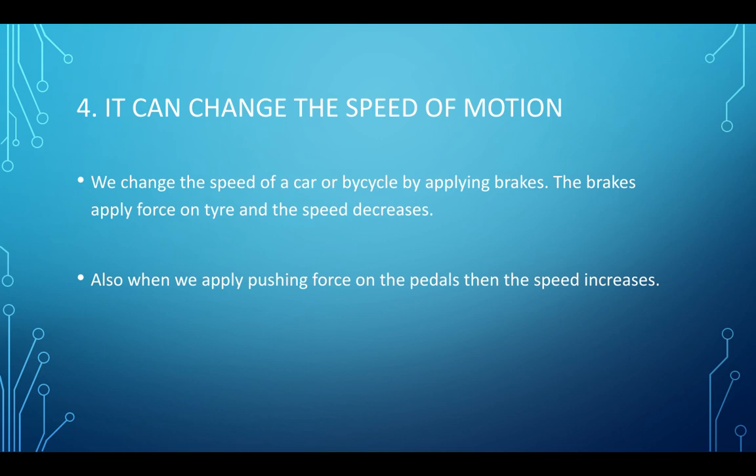We can apply brakes, so the speed gets decreased, and again the brake applies the force on the tire and the speed decreases. And also when we want to increase the speed, then we push the accelerator, or we can also pedal faster. If you are riding a bicycle, then if we push the pedals, the force is applied by us, and then the speed increases.